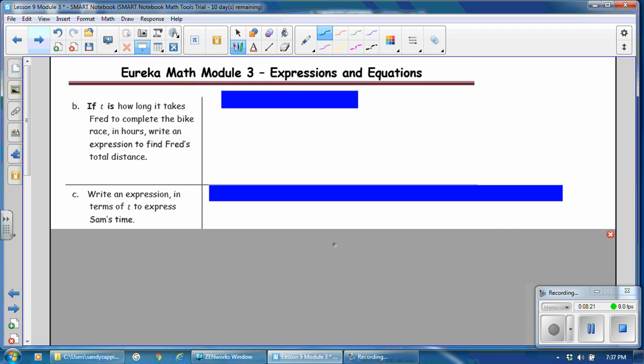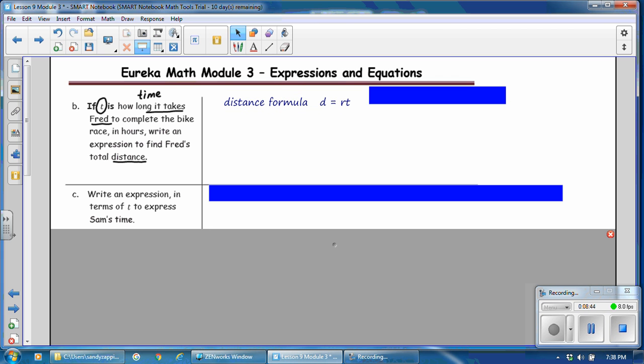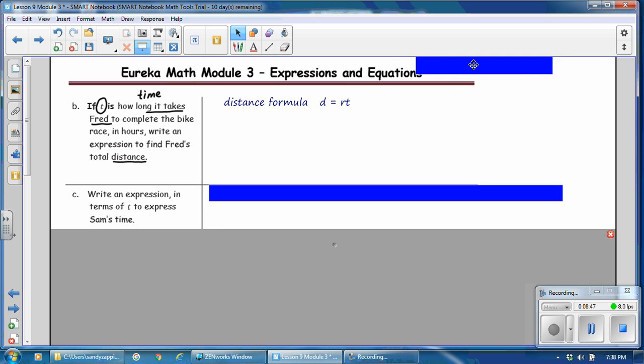Next, if T is how long it takes Fred to complete the bike race in hours, write an expression to find Fred's total distance. So T is going to be Fred's time, how long it takes. Write an expression to find Fred's distance. Well, there's a formula called the distance formula, and it is distance is equal to rate times time. And you can use that formula to calculate either distance or rate or time. So we're going to use that.